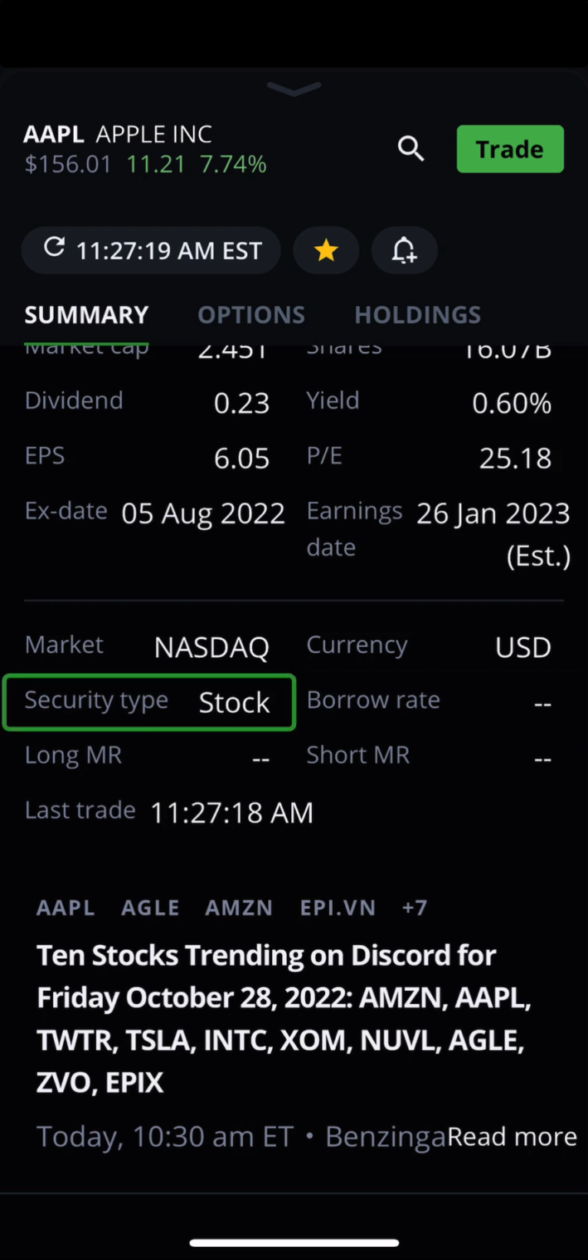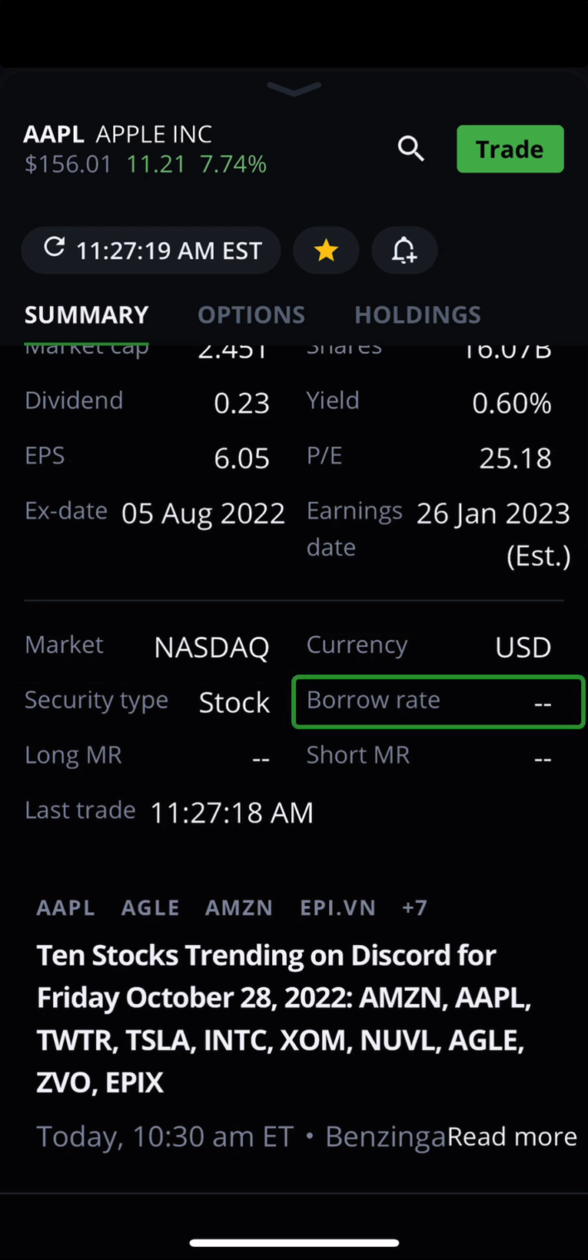Security type indicates whether you're trading a stock, ETF, option, or other kind of security. Borrow rate is the annualized interest rate you will pay if you want to short sell a stock in this ticker symbol. Short selling is when you sell a stock you don't own.